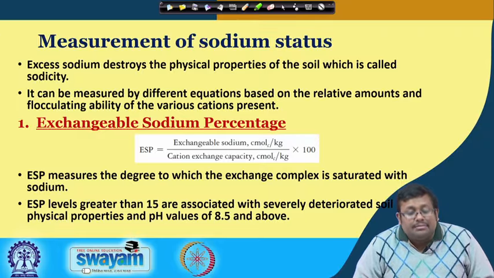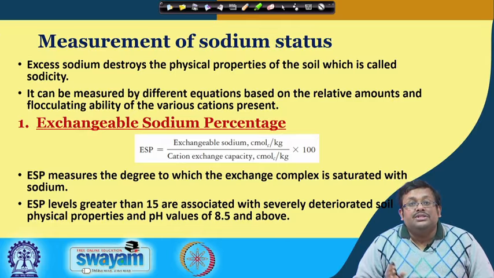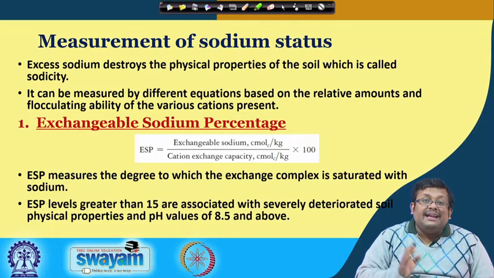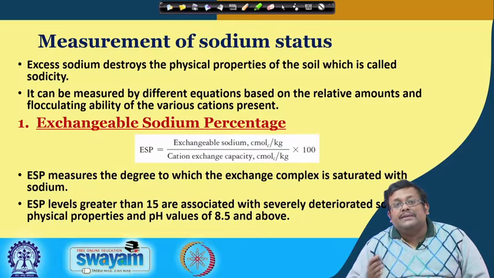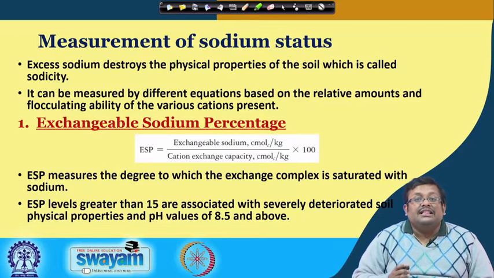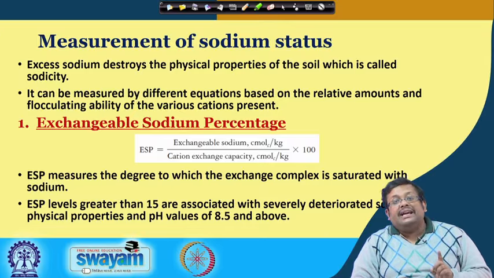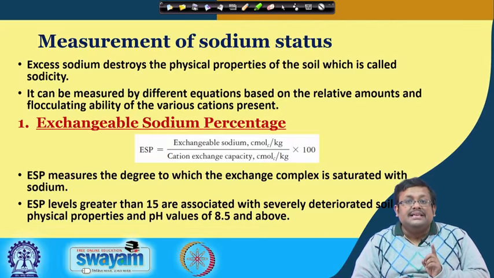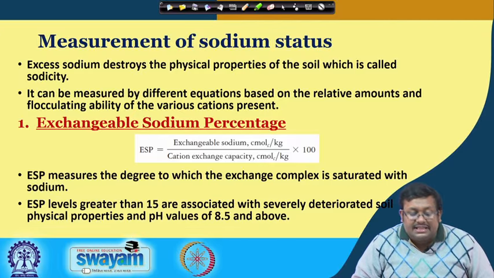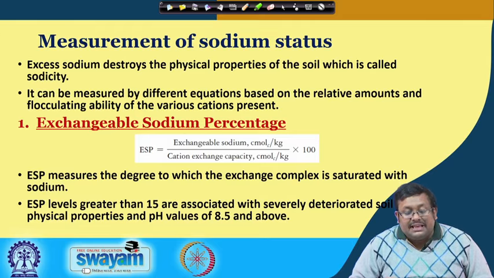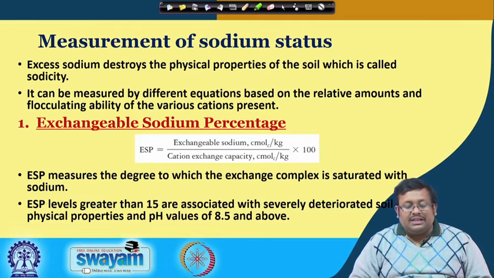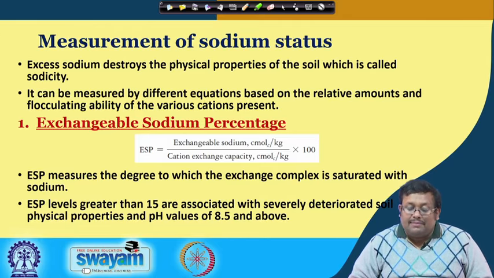Now, excess sodium destroys the physical properties of the soil, which is called sodicity, and it can be measured by different equations based on the relative amounts and the flocculating ability of the various cations present. One of the major indicators of sodium status is ESP, or exchangeable sodium percentage. The formula of ESP is exchangeable sodium over the cation exchange capacity, multiplied by 100.